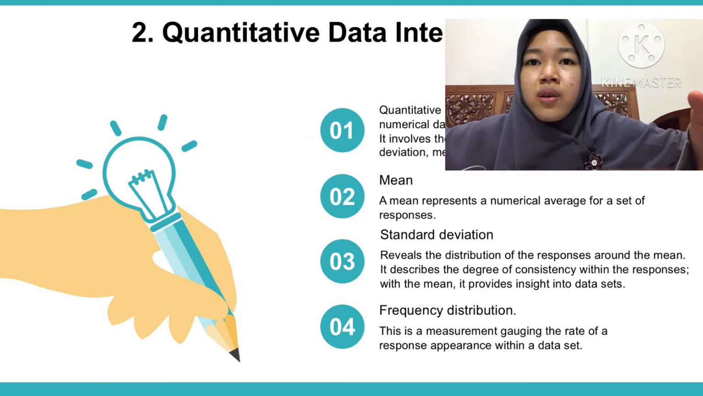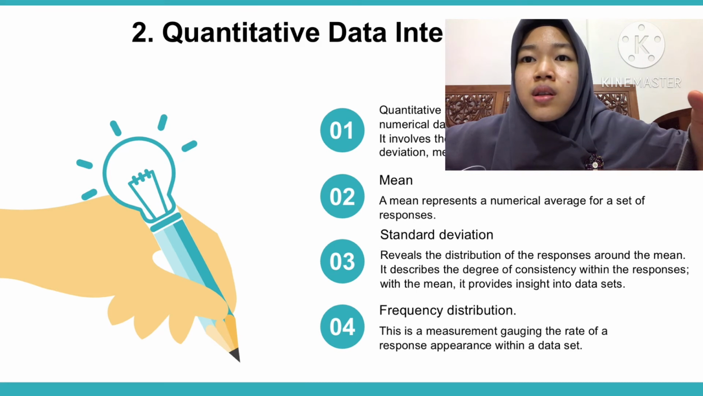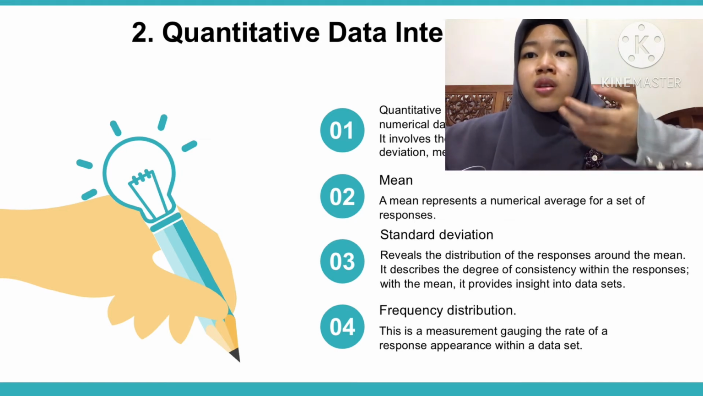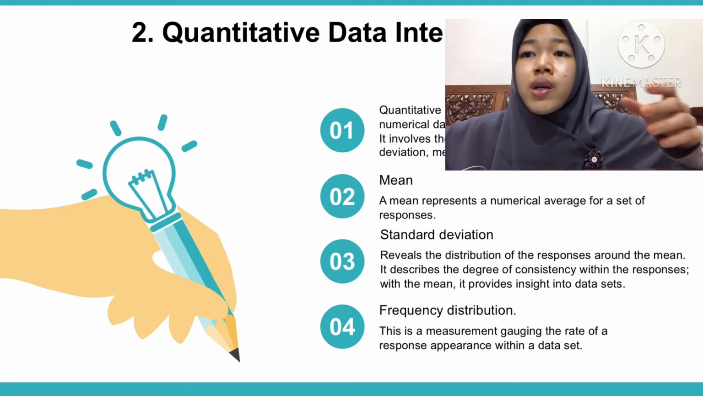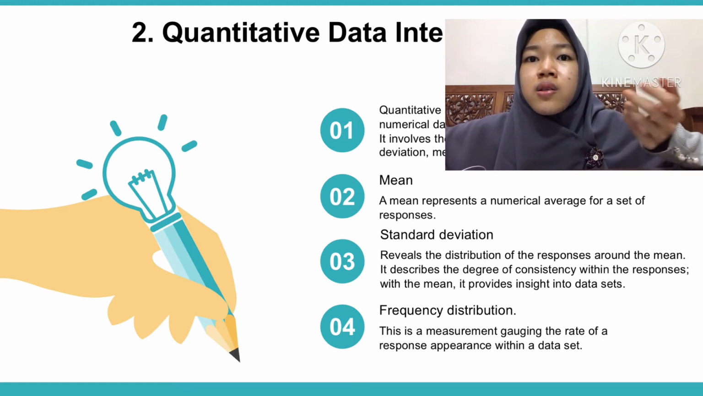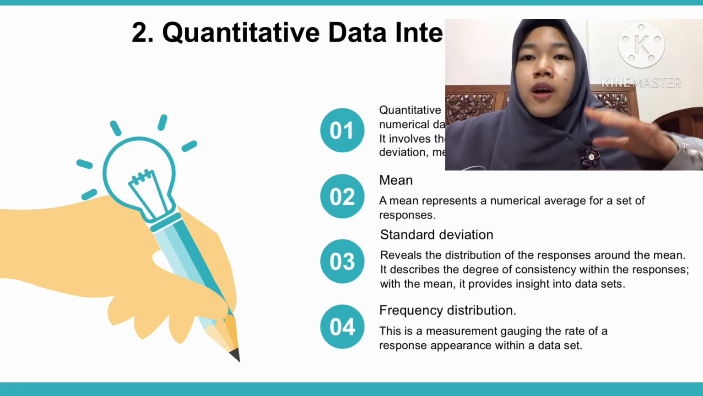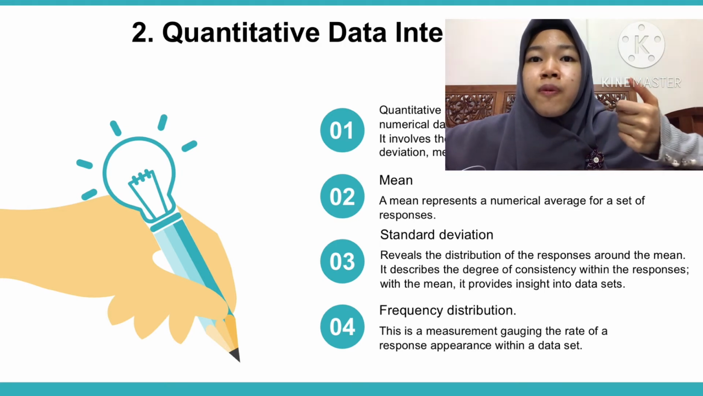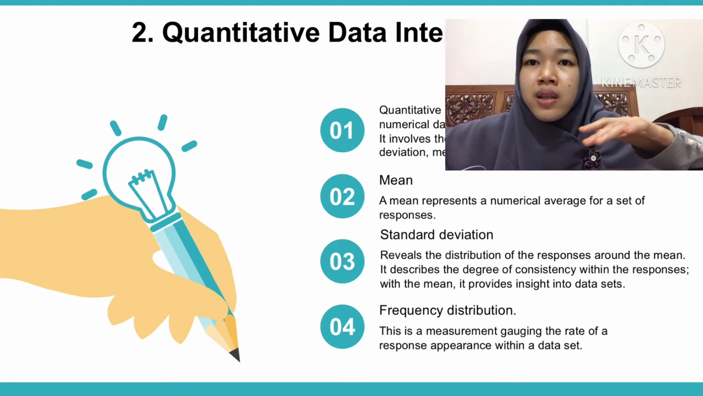The next is standard deviation. It is another statistical term commonly appearing in quantitative data analysis. Standard deviation reveals the distribution of the responses around the mean. It describes the degree of consistency within the responses. Together with the mean, it provides insight into the data sets.